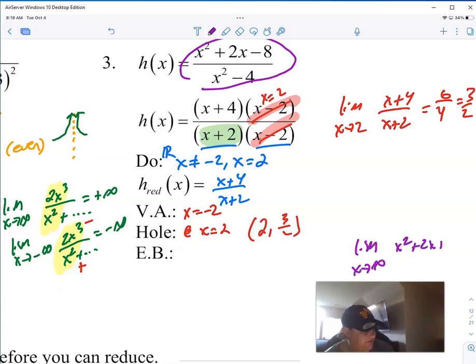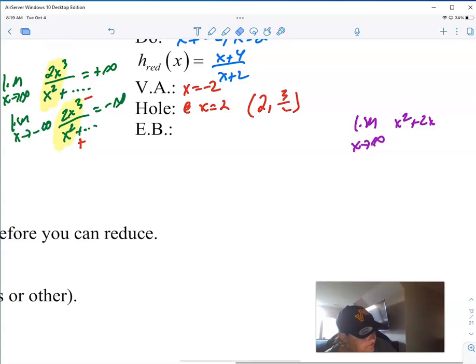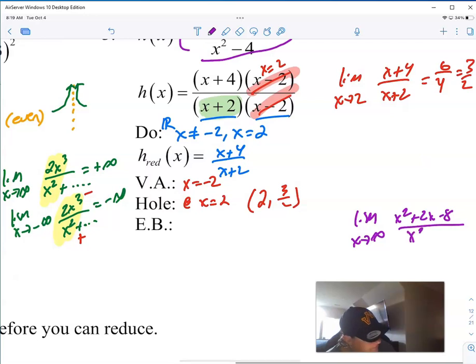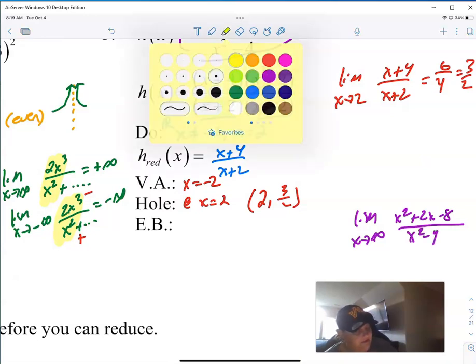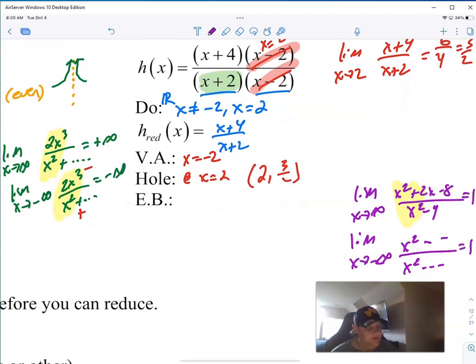So it's x squared plus 2x minus 8 over x squared minus 4. As I look at this, the degree of the top and the degree of the bottom are equal. So that goes to 1. The same is actually true as I go to negative infinity. As I look at that, they're equal. It doesn't matter if I put a negative in there, a negative squared is positive, and a negative squared is positive. That also goes to 1. So the end behavior, they both go to 1, and I have an asymptote at y equals 1. Okay? All right. Cool, cool.